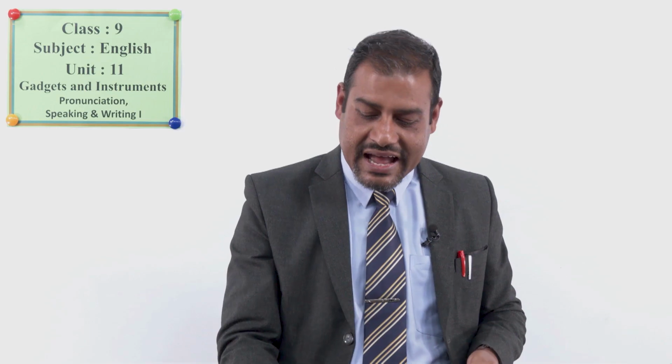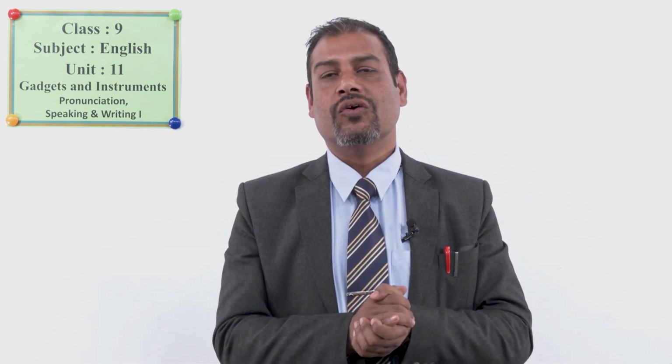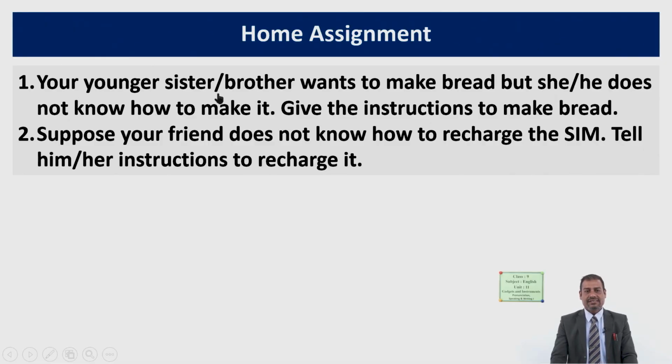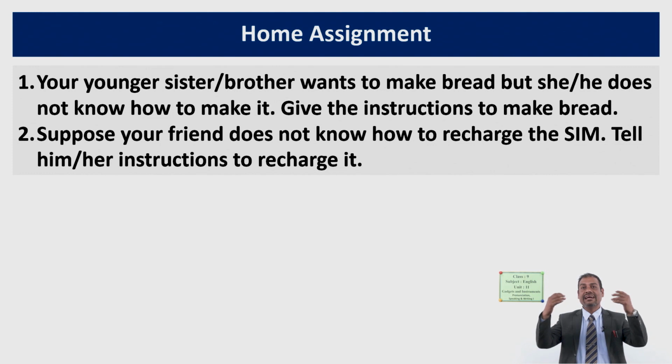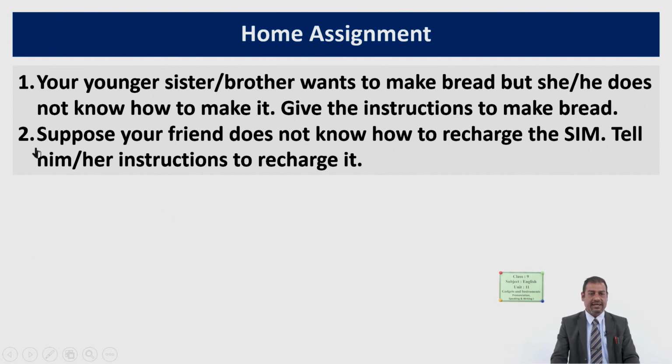Good job. After this, now I have a homework for you. So your homework is: your younger sister or brother wants to make bread, but he or she does not know how to make it. Give the instructions to make bread. Okay? So you have to give instructions. First, what your younger brother or sister has to do. Then what he or she has to do. Then in the third step, what he or she has to do, you have to give the instructions in a proper order.